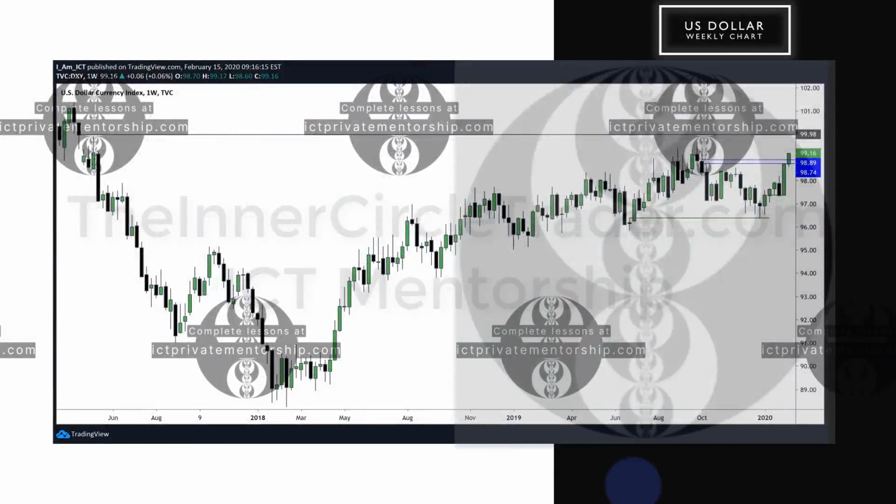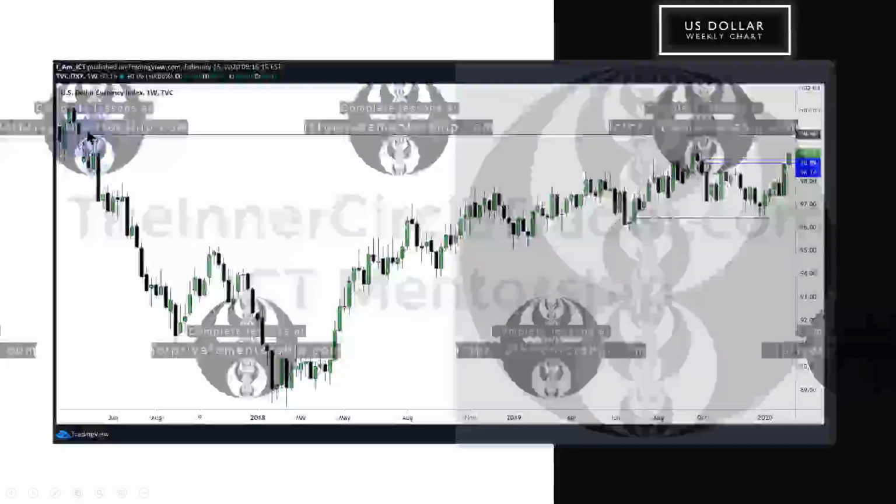All right, so we have a higher time frame perspective being shown here today. This is the weekly chart of the dollar index. And you can see here we've outlined this area over here.